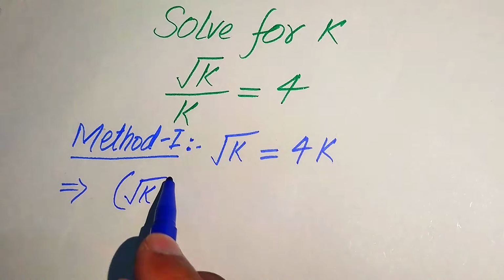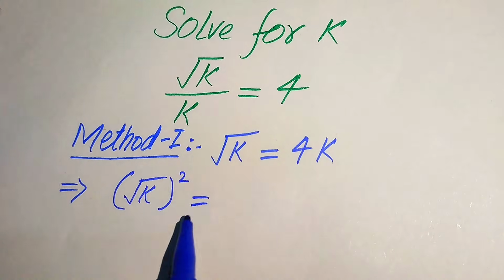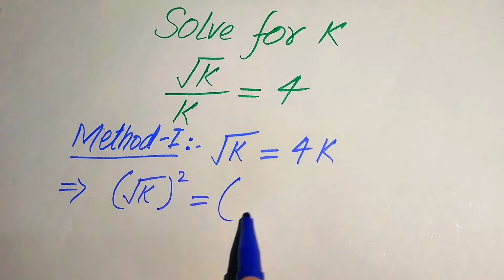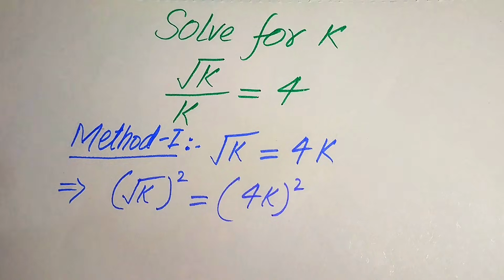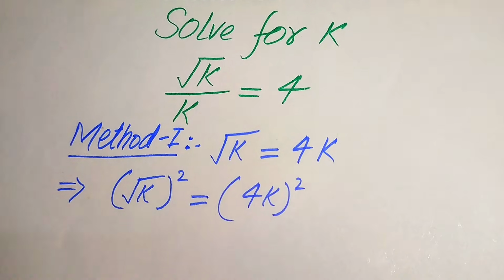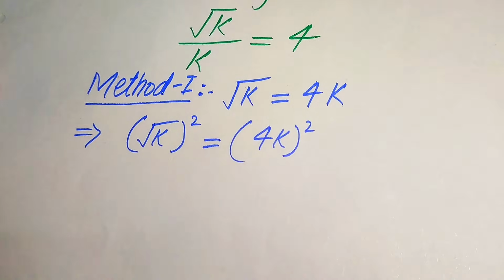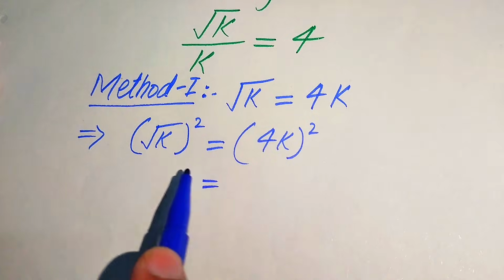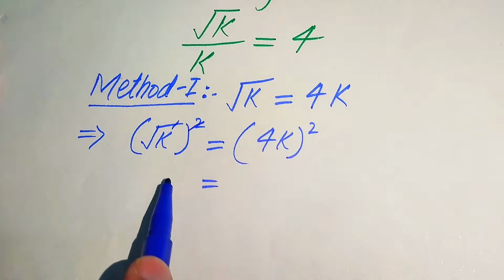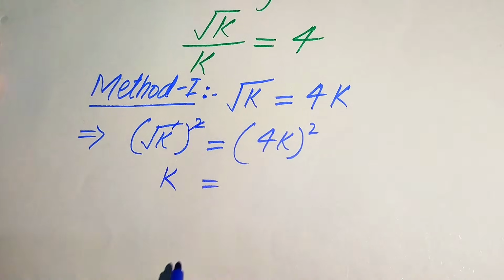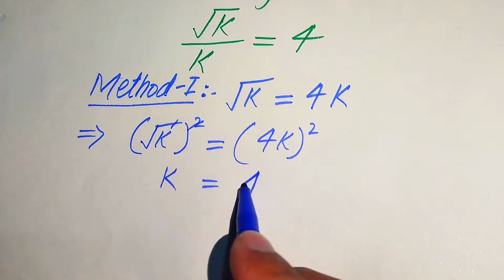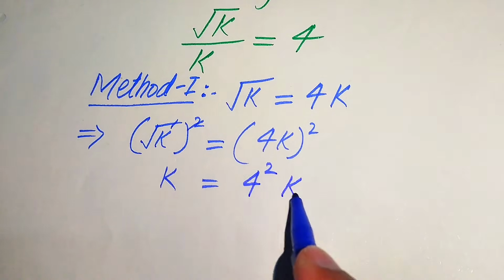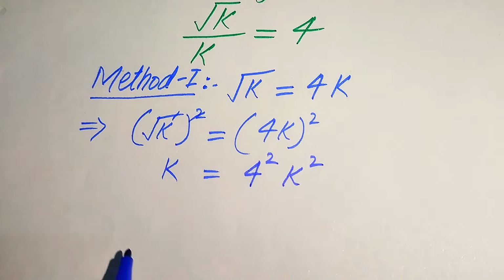When we apply squaring on both of the sides, it will be written as square root of k, whole squared, is equal to 4k, whole squared. In the next step, we need to focus a little bit on the right hand side. In the left hand side, the square and the square root are gone, and we get k is equal to, in the right hand side, we apply the square separately on both of these values, and it becomes 4 squared into k squared.